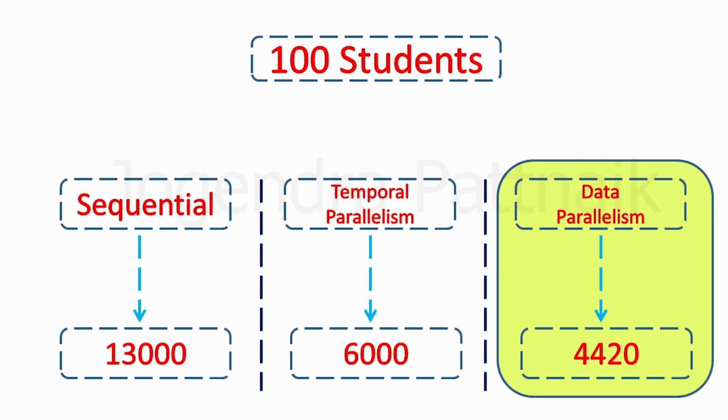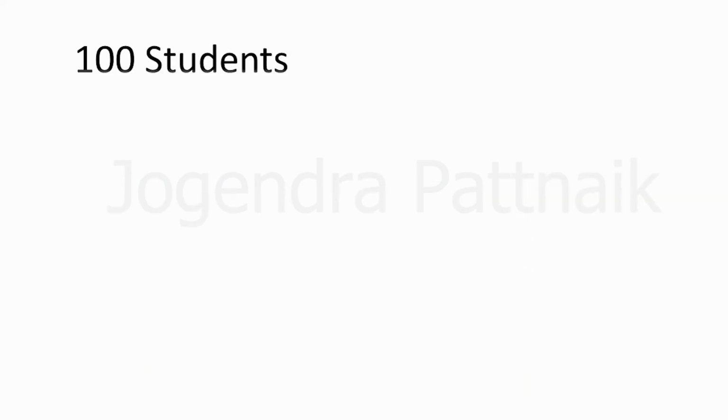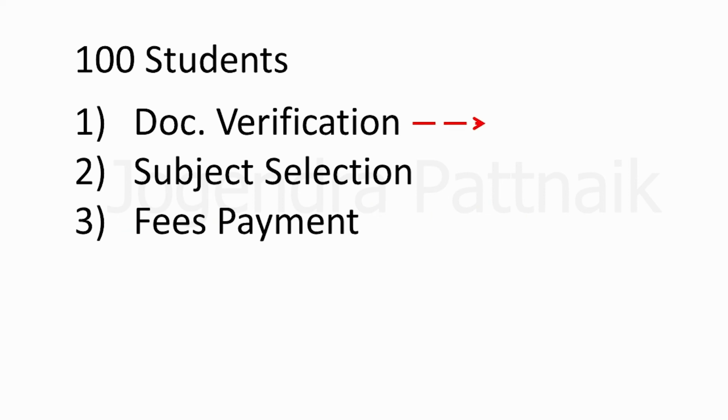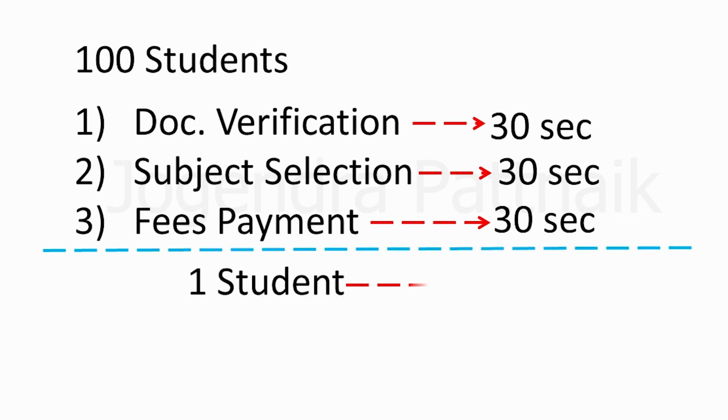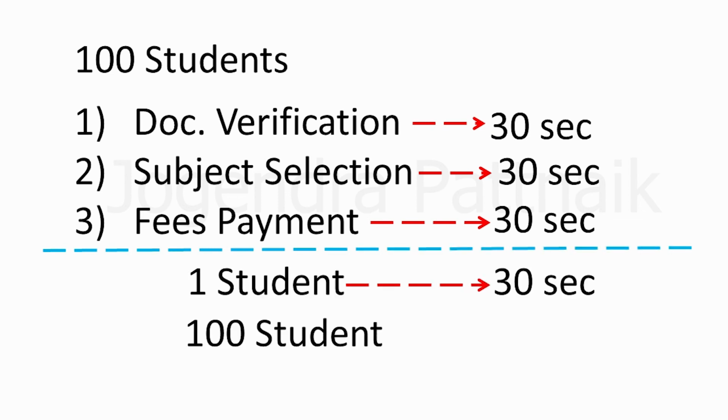Let's modify our example and see the result. Let's assume the different sub-processes of document verification, subject selection and fees payment are taking 30 seconds. So for a single student it will take 90 seconds, and for 100 students entire process will take a little more than 3,000 seconds, as we have three different counters. But data parallelism is much better in any of the scenarios.